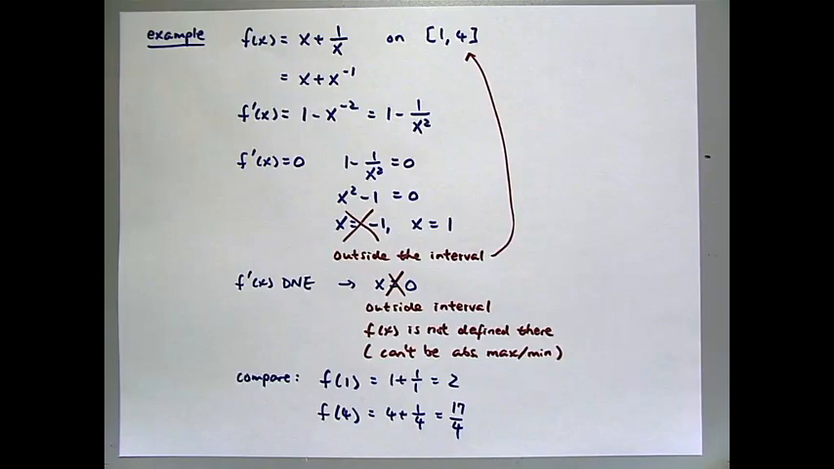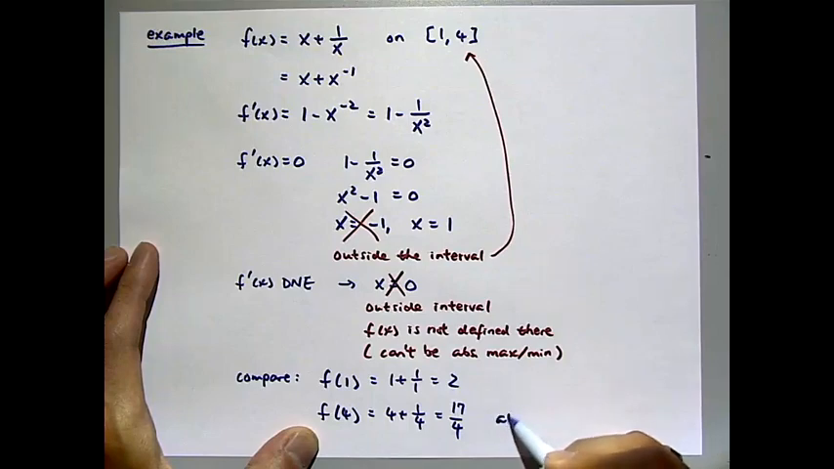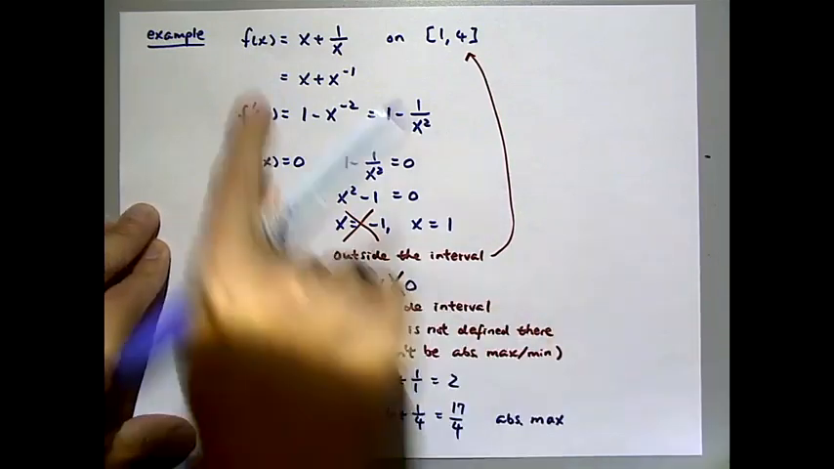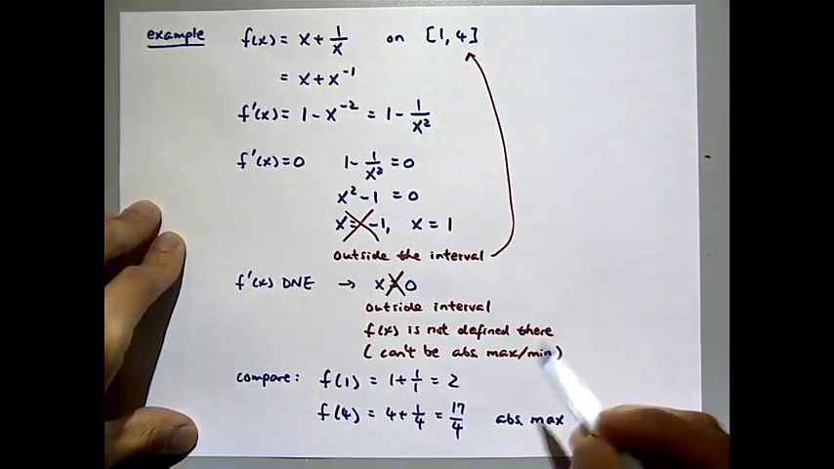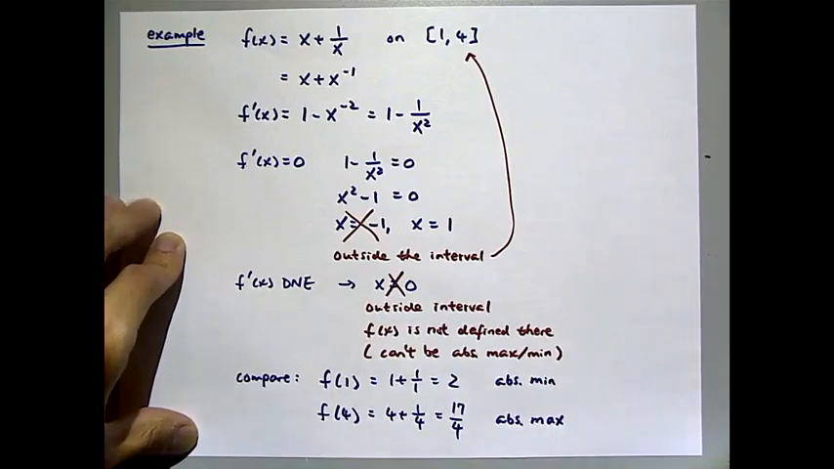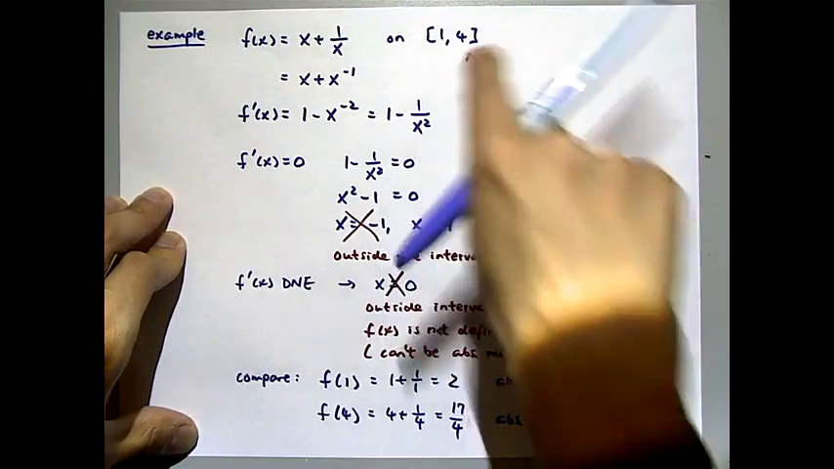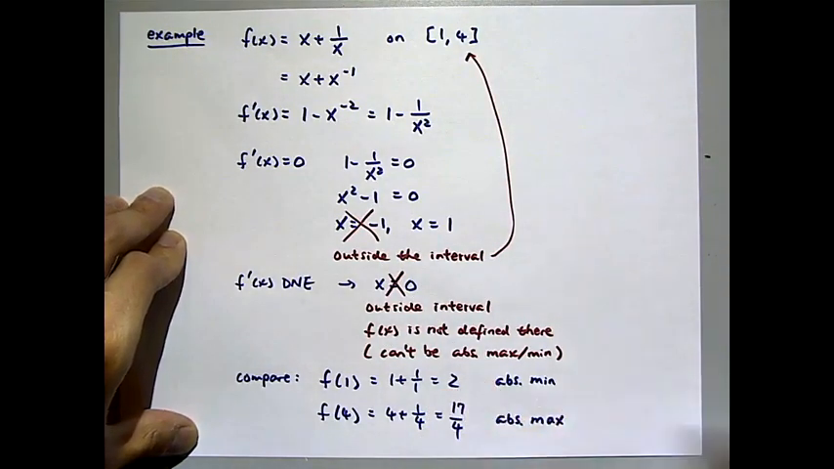Okay, whichever one's the highest one is the absolute maximum. Whichever one's the lowest one is the absolute minimum. Let's see. This is 4. That's more than 4. So, of course, it's more than 4. So that's our absolute max. No other point on this function within that interval is higher than this value. And this is our absolute minimum. No other point on this function within that interval is lower than this. Everything is strictly between 2 and 17 over 4.